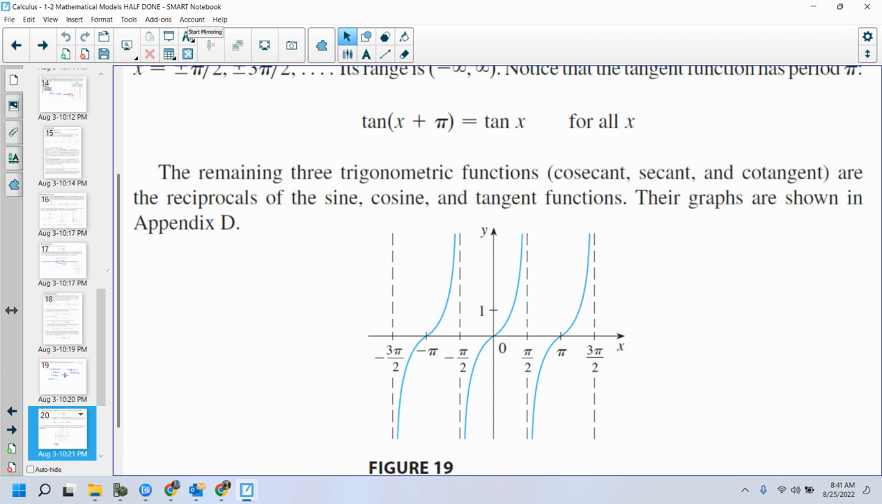Here we see the vertical asymptotes at wherever cosine x equals 0: pi over 2, 3 pi over 2, and it could keep going forever left and right, negative pi over 2, negative 3 pi over 2, and so on. We have those vertical asymptotes going up on the right and down on the left for each one of these periods. Okay?